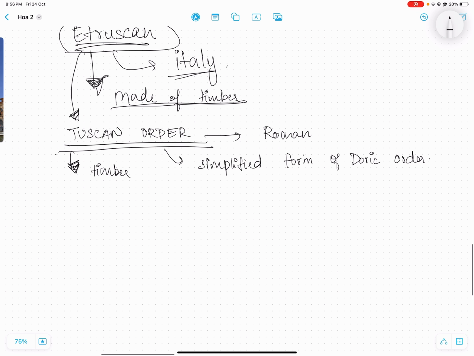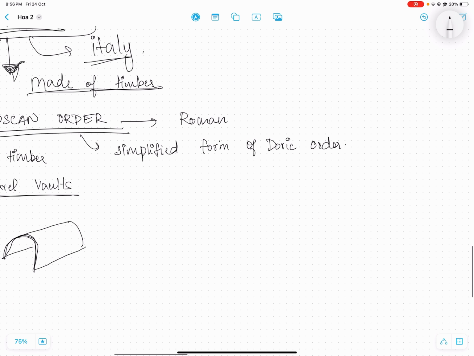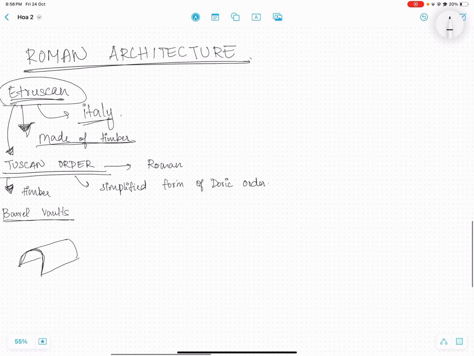And they also had barrel vaults. Barrel vault is the simplest form of vault. It's nothing but a simple arch that is converted into a vault. And yeah, that is about Etruscan. We can move forward to Roman.